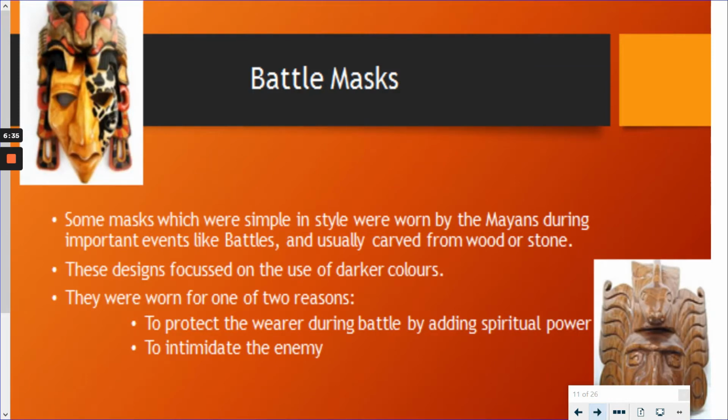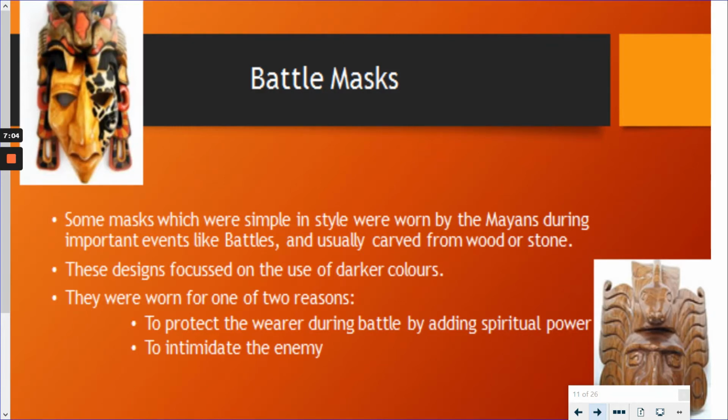These focused mainly on darker colours. They sometimes had animal designs. In fact, you'll see the bottom one there has the serpent, the one at the top, elements of the jaguar. They were in some ways to protect the wearer during the battle by adding the spiritual power and the idea of having the characteristics of the animal with which the mask was associated.